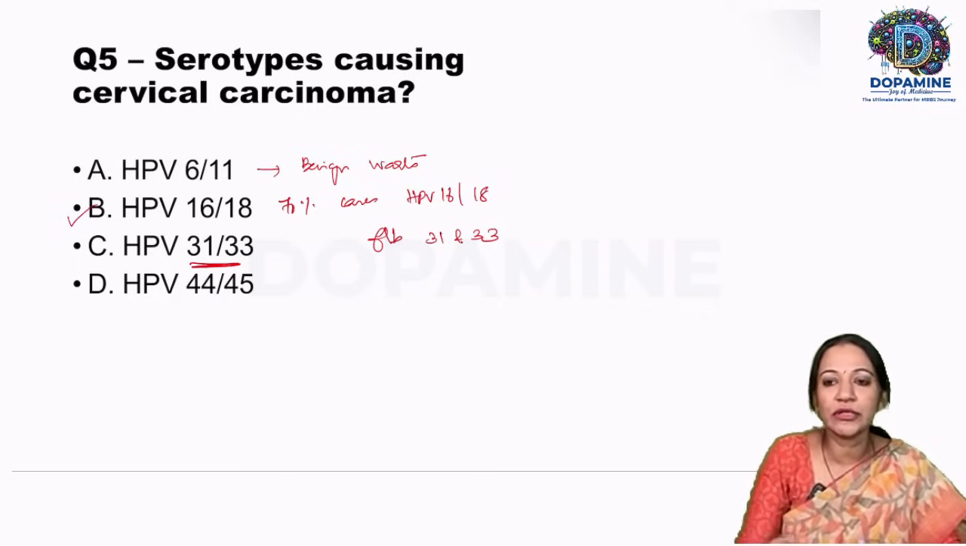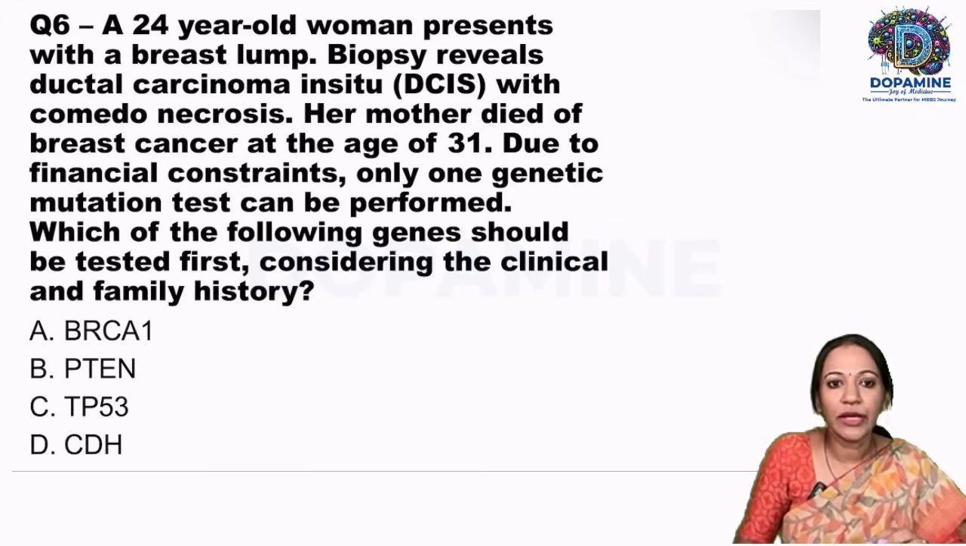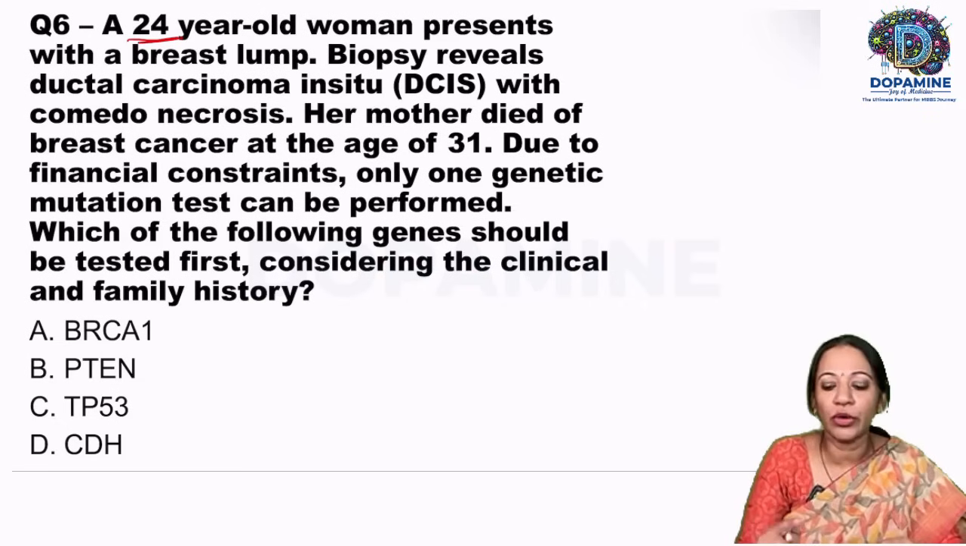Okay, so the right response here is 16, 18, a straightforward question. So the next one. We have a 24-year-old woman. See the age, it is a young age, presenting with a breast lump. Biopsy revealed DCIS, ductal carcinoma in situ with comedonecrosis.